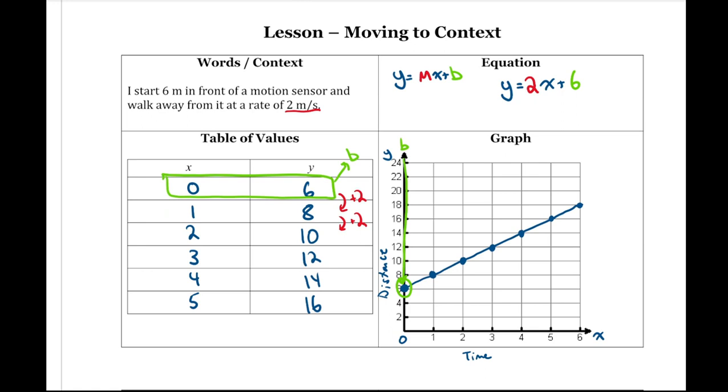And again, in the words, we didn't really mention it, but the starting value, I start 6 meters. That should tell us the b value as well. And we've seen contexts like that before. So we're going to go through and we're just going to look at, again, a couple different representations of this, so we can get an idea of when we're given different scenarios, can we come up with the other representations.